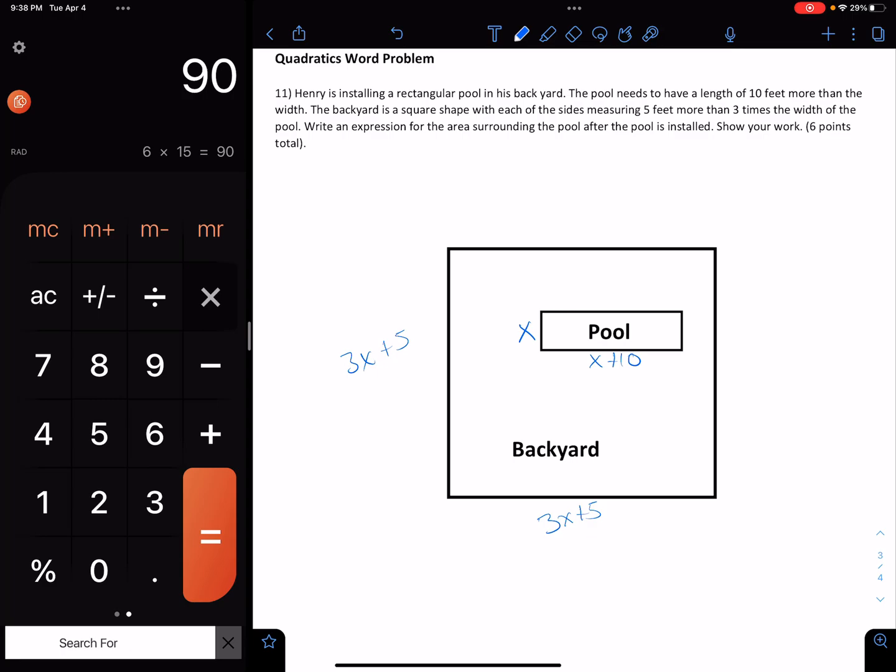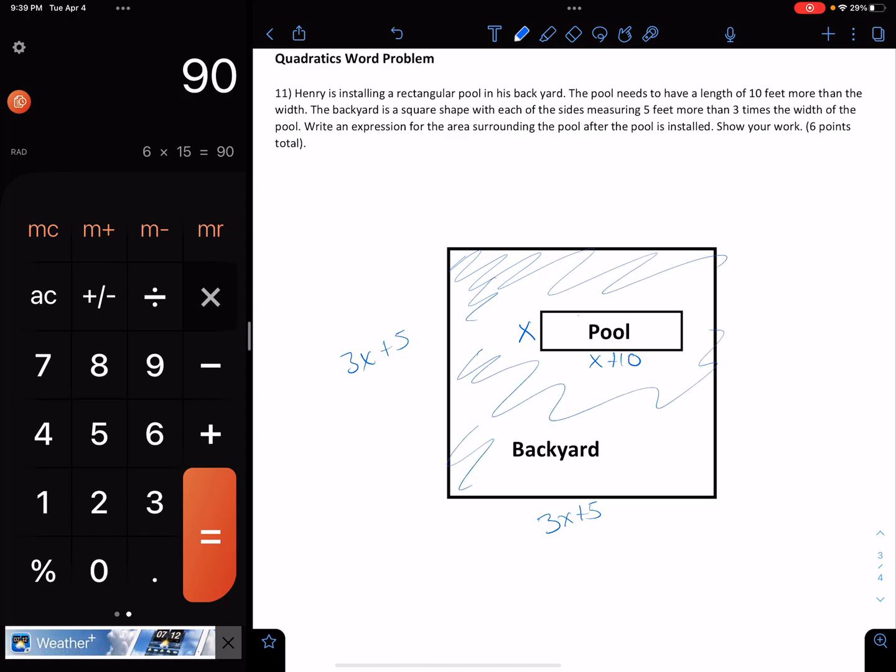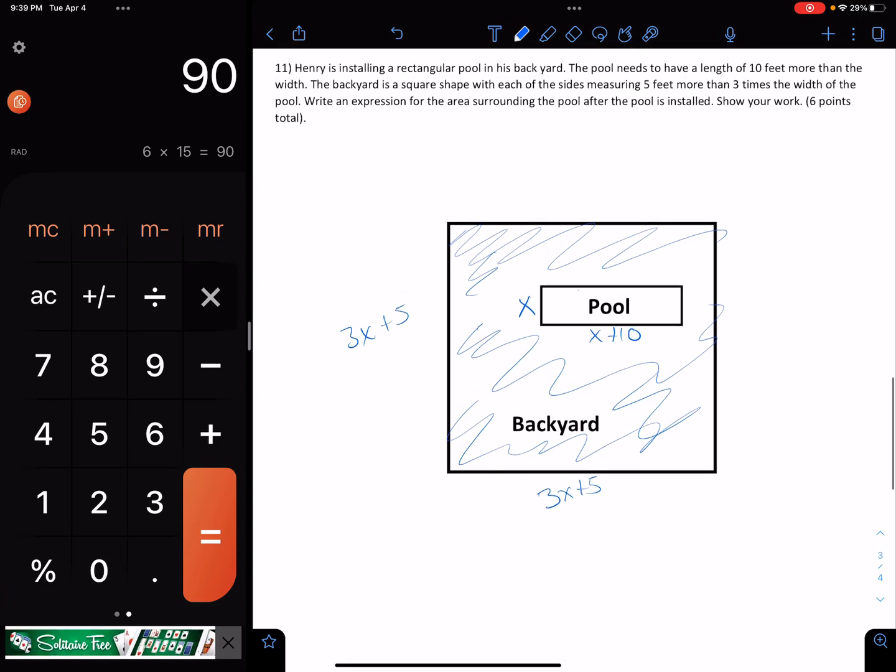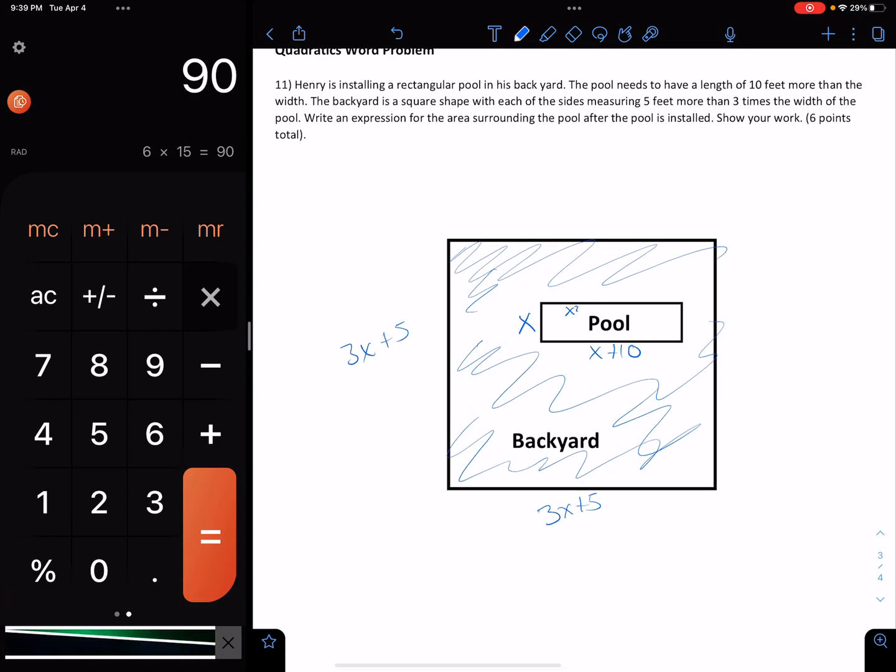So first thing I'm going to do is find the area of the pool. Okay, my goal is to find this area outside of the pool. That's our area, or our goal. Let's find the area around the pool. So x times x is x squared. x times 10 is 10x. Okay, that's the area of the pool.